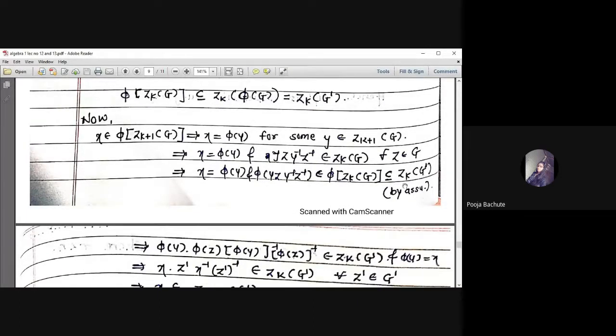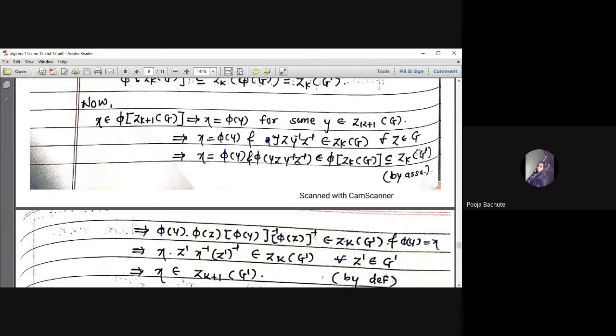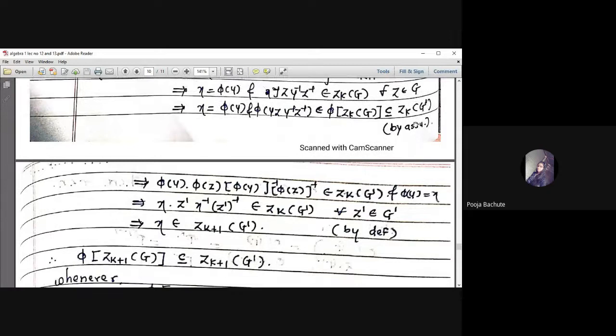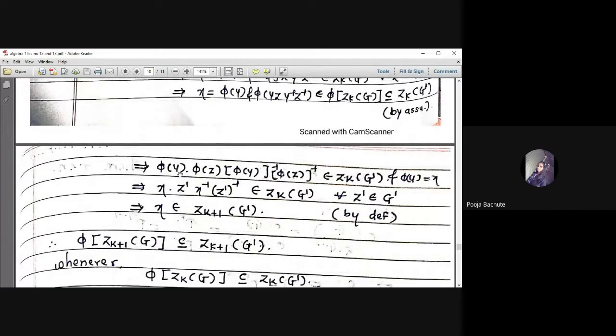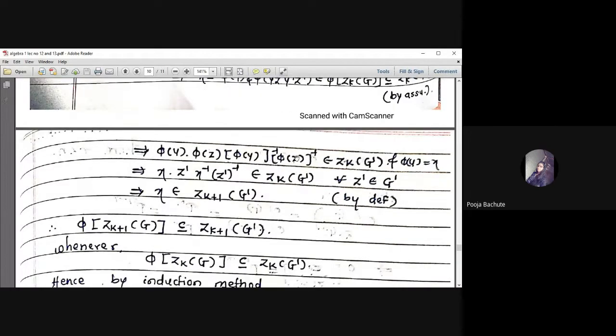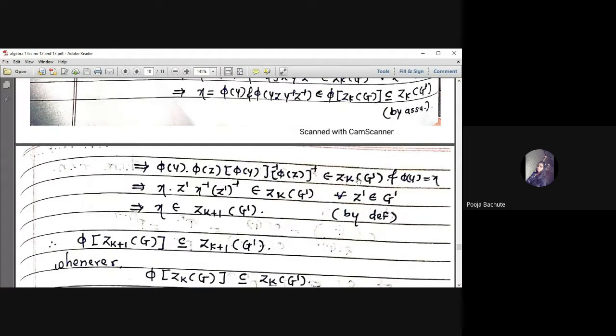Okay. By assumption, Zk of G dash. Okay. Implies that phi of y into phi of z into phi of y inverse into phi of z inverse belongs to Zk of G dash, and phi of y is equal to x. Okay.